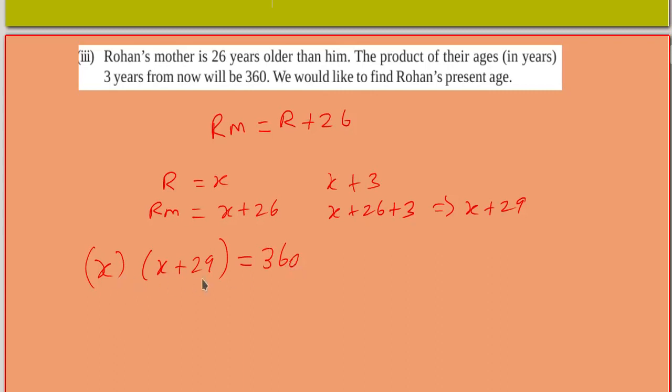So if we simplify, what will we get? x square plus 29x equal to 360. That means x square plus 29x minus 360 equal to 0. So this is the equation for this given situation. If we solve this equation, we will get x, that means Rohan's age. If we substitute, we will get Rohan's mother's age. We will see that in the later problems.